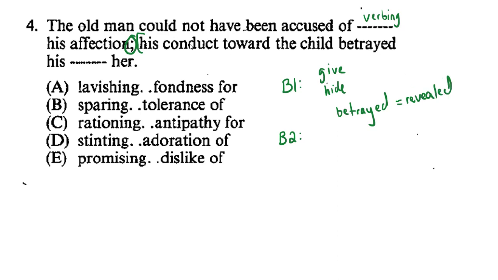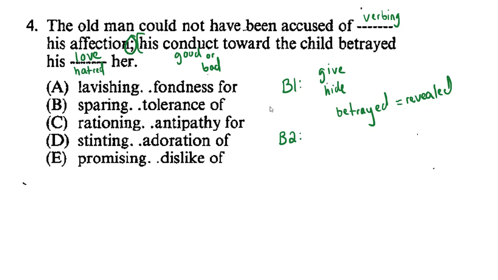So his conduct could have been good or bad, right? His conduct toward the child betrayed his blank for her. So if his conduct was good, that means it revealed his love for her. If his conduct was bad, that means it revealed his hatred for her. So those are our two possibilities right there.